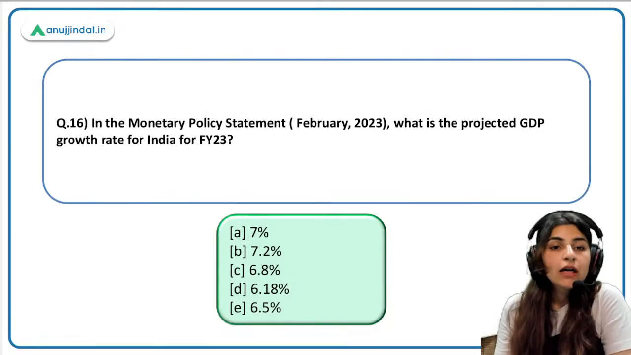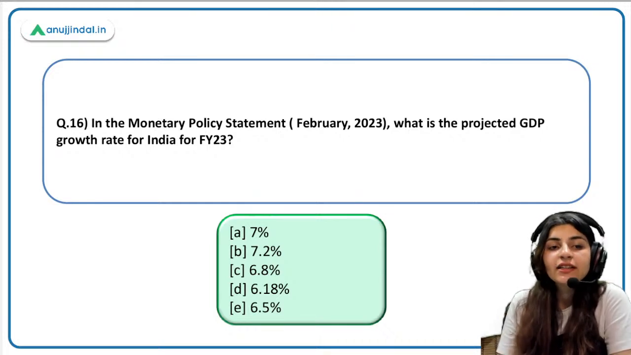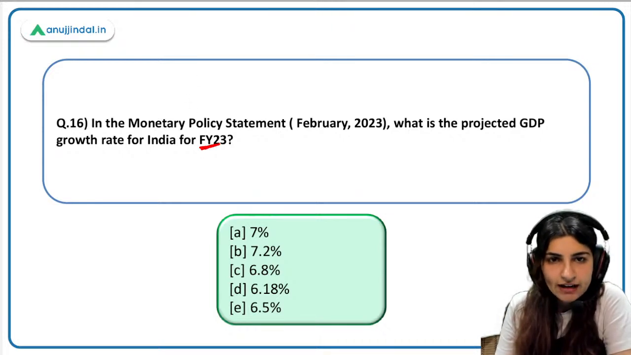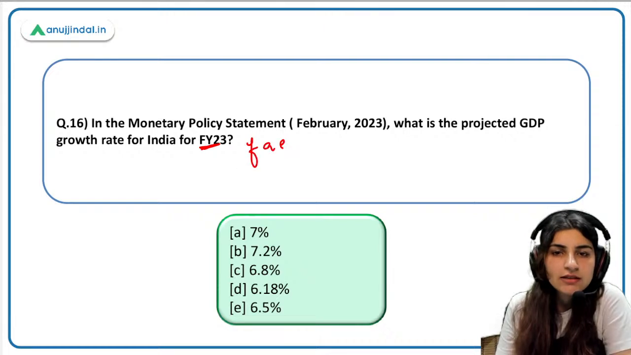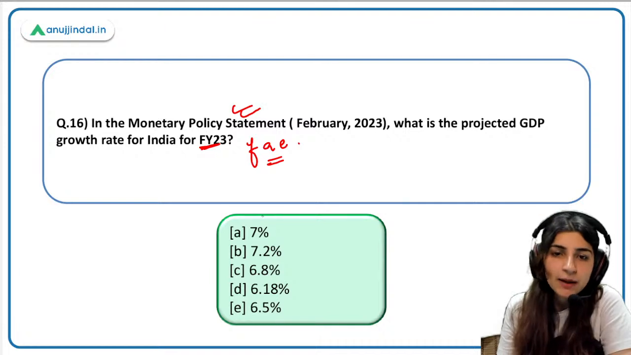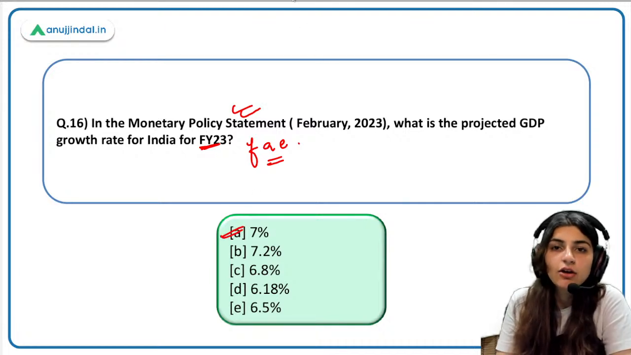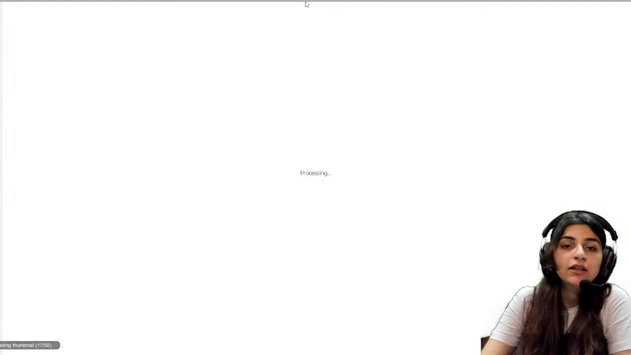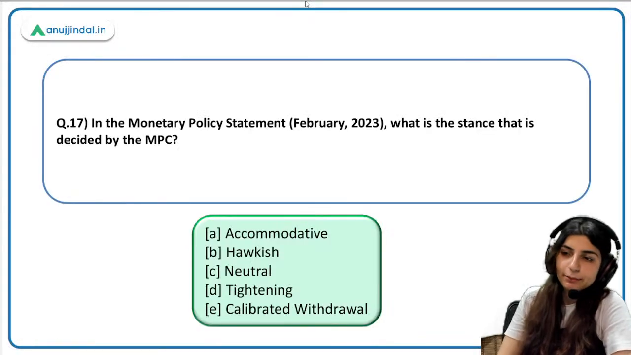Okay. In the monetary policy statement, what is the projected GDP growth rate for India for FY23 as per the first advance estimate? As per NSO data, the monetary policy statement picked this data. The correct answer is 7% for this financial year. That is the expected GDP.